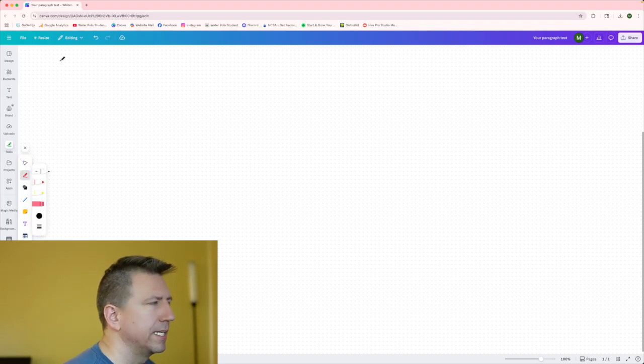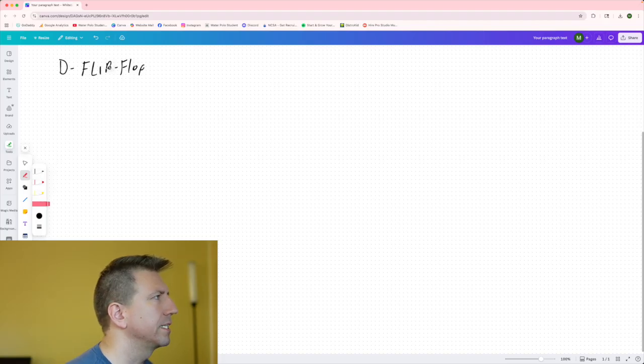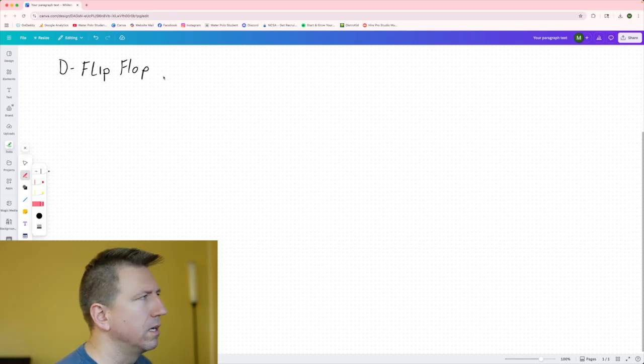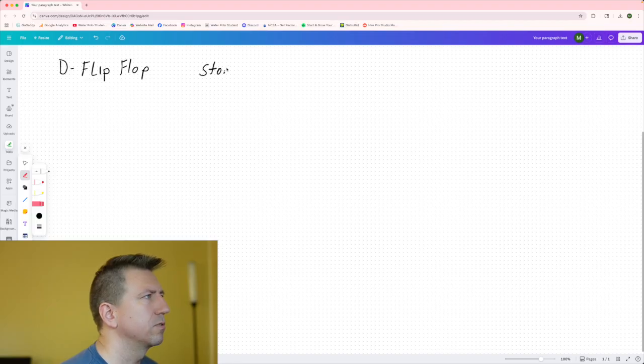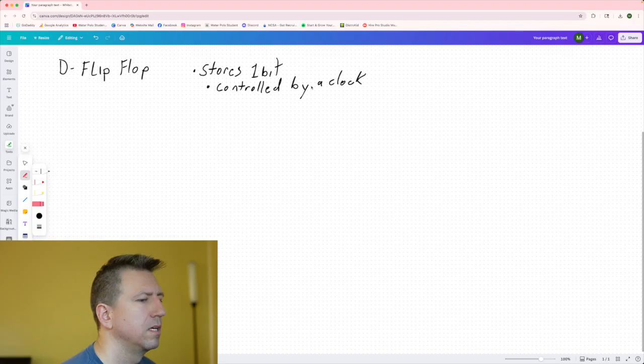So we are looking at a D flip-flop. And a D flip-flop, or any flip-flop, is going to store one bit of information. It's controlled by a clock, and it changes on a clock transition.